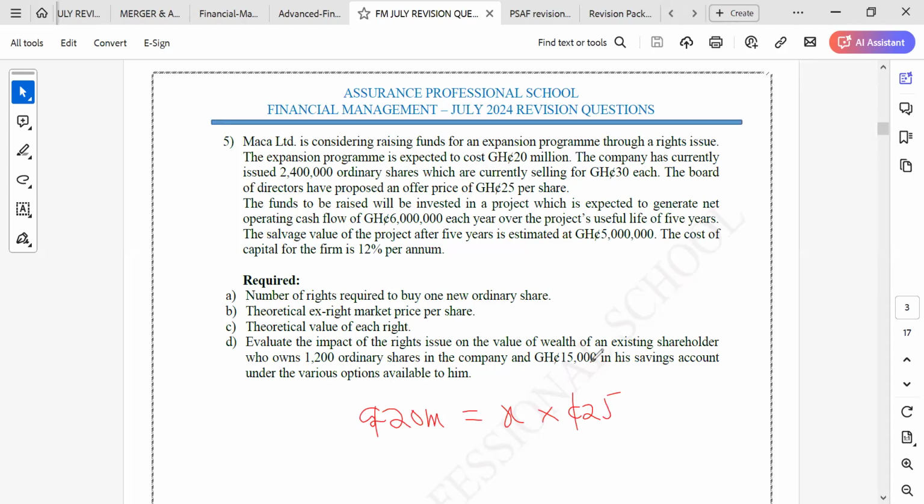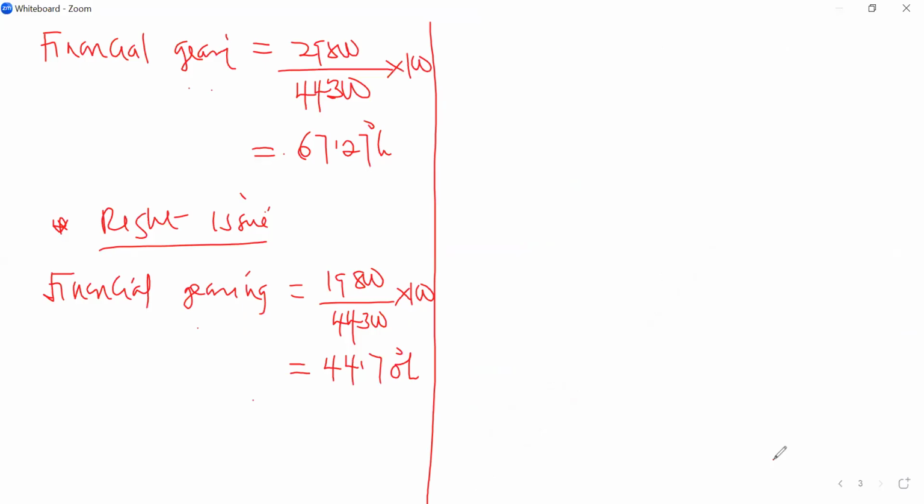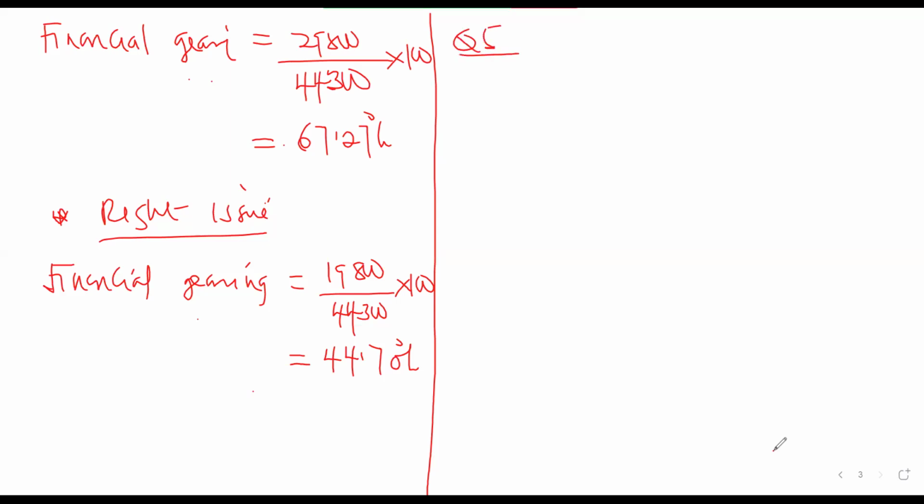800,000. That will be 800,000, isn't it? Yes. Okay. So for us to find the number of rights required to buy new shares, we need to find the rights issue. How do we find the rights issue? So let's find the number of shares under the rights issue.